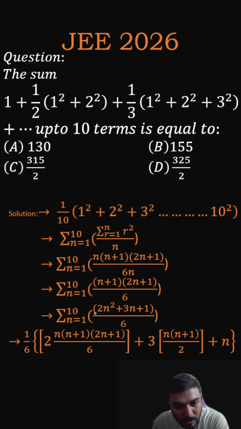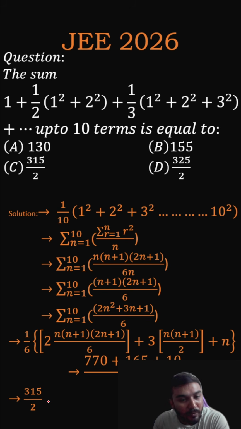If I put the summation outside, summation on n square will be n into n plus 1 into 2n plus 1 upon 6, plus summation of n will be n into n plus 1 upon 2, and summation of 1 will be n. Now if I put the value of n here, 10, that will be 770 plus 165 plus 10 upon 6. If I solve this, that will be 315 upon 2. Option C is correct. Thank you.